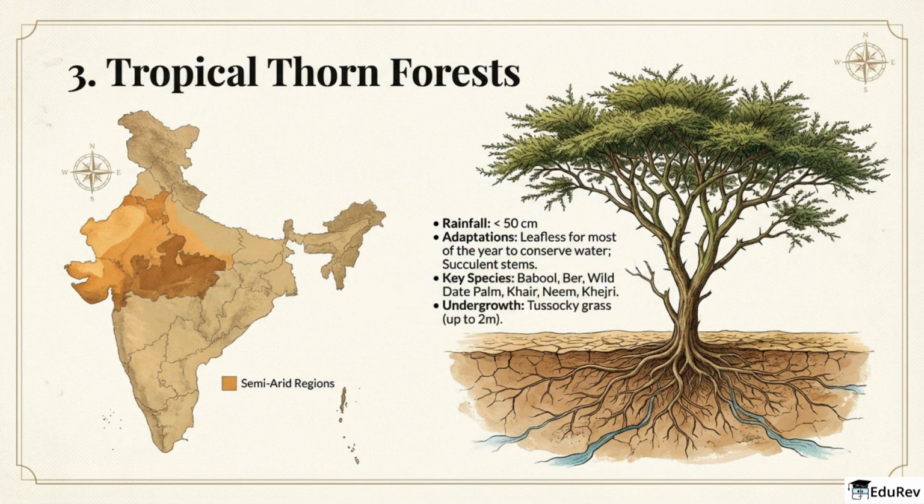The key species you need are babool, ber, wild date palm, kher, neem, and khejri. Do not describe thorn forests only as desert plants. The better answer is low rainfall, water-conserving adaptations, and scattered xerophytic vegetation. That is how a geographer frames it.